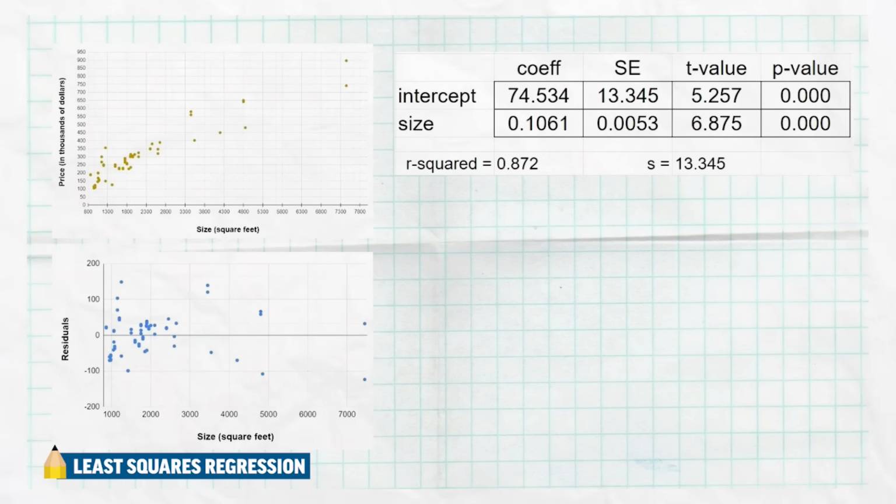And that very first column, it goes in alphabetical order, A and then B. So our y-intercept is 74.3534. Now, what's the interpretation of that? Well, when a house has 0 square feet, we predict the price to be about $74,000.